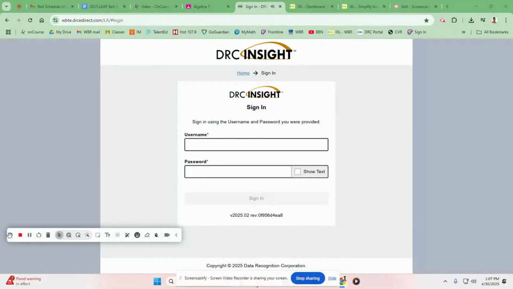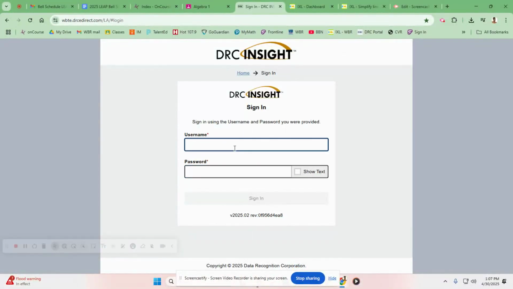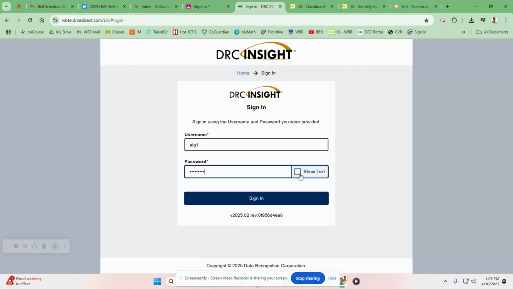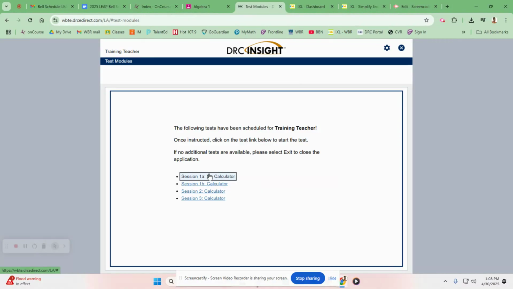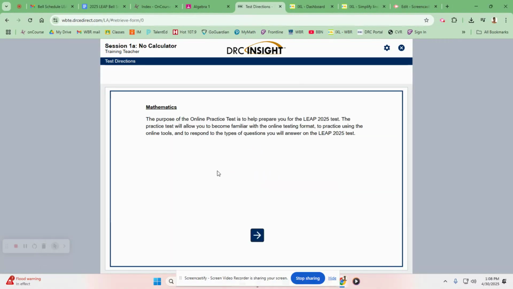All right, so this is going to be the LEAP 2025 Algebra 1 practice test, session 1A. So there is your login, your URL. The username is alg1. The password is teach2025, all lowercase.